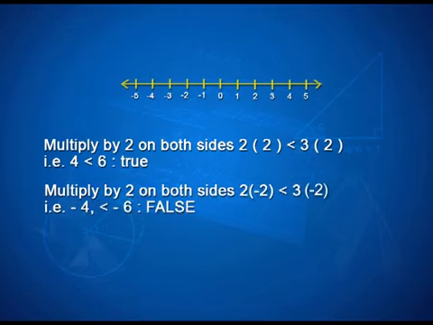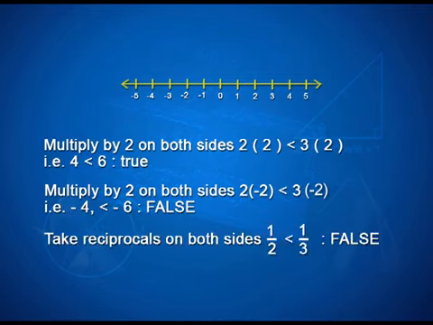Multiply by minus 2 on both sides. 2 into minus 2 is less than 3 into minus 2, that is minus 4 is less than minus 6, which is false. Take reciprocals on both sides. 1 by 2 is less than 1 by 3, which is again false. So, let us summarize the rules here now.